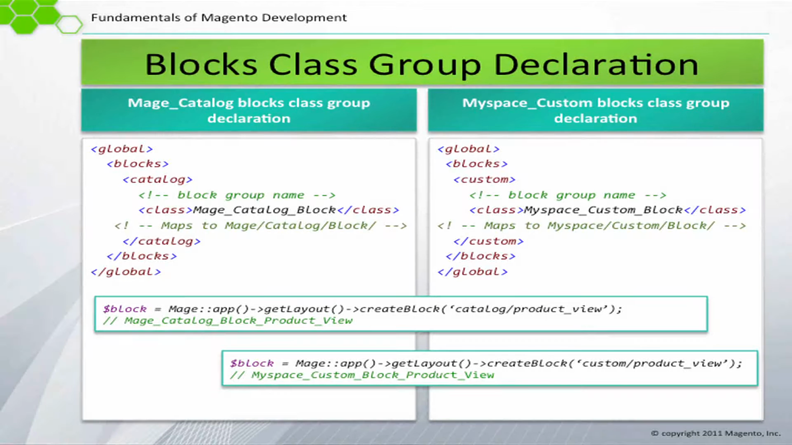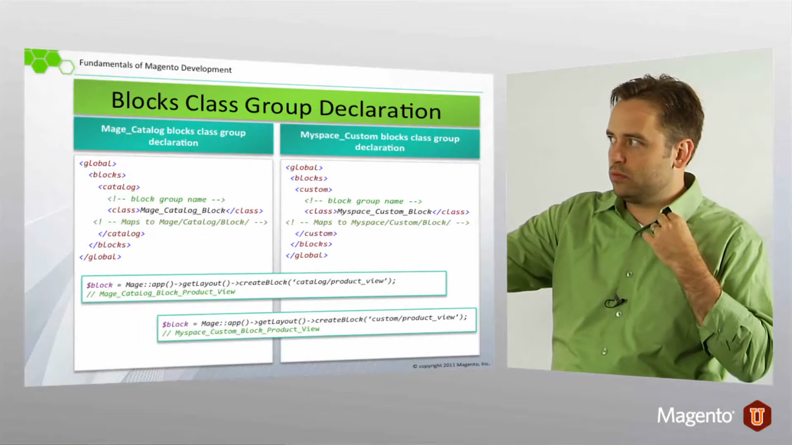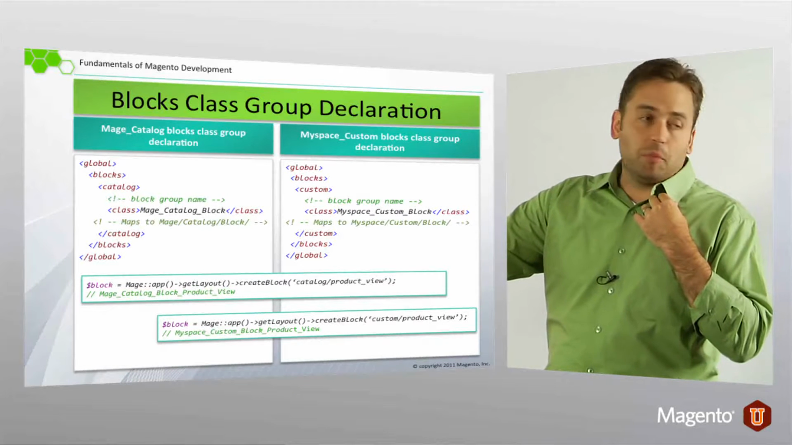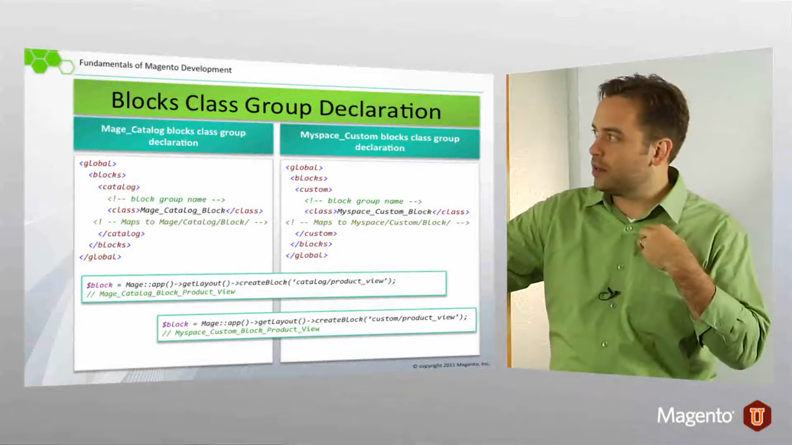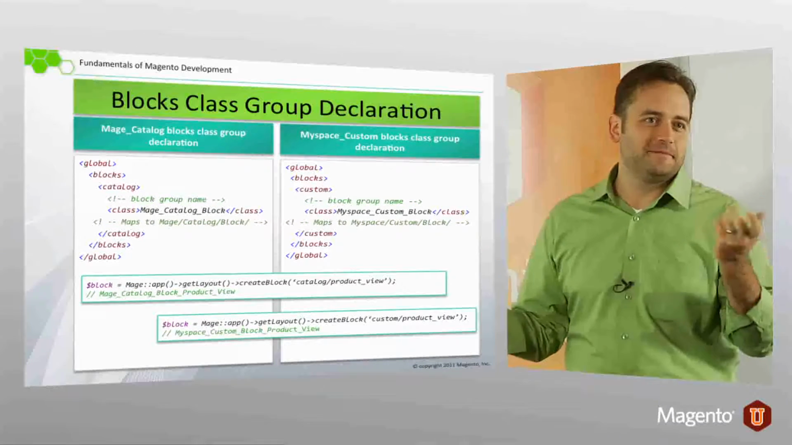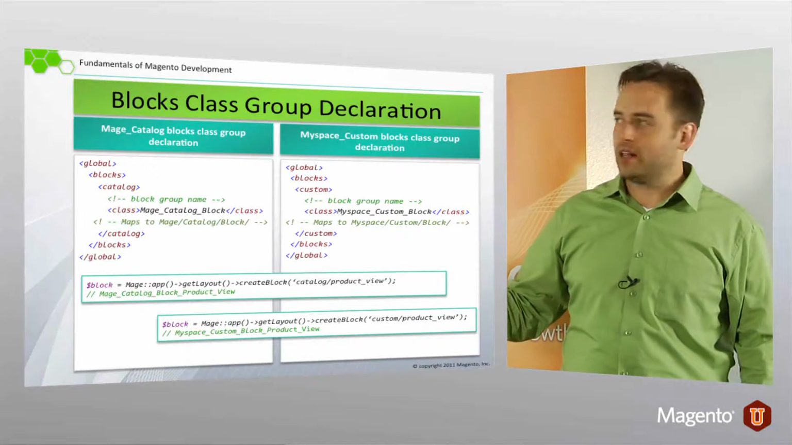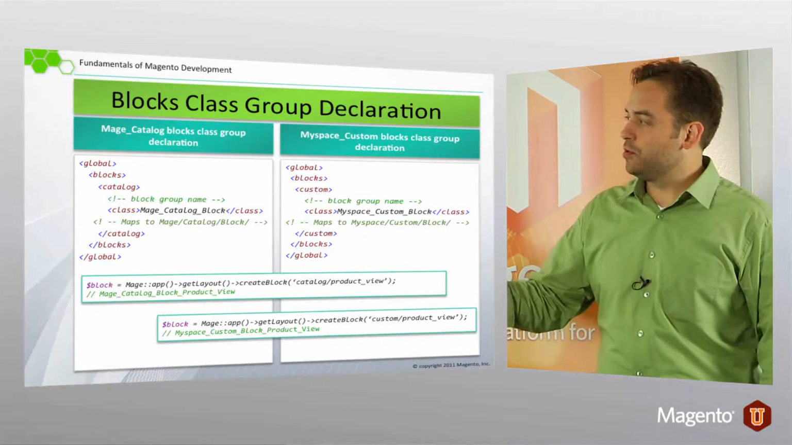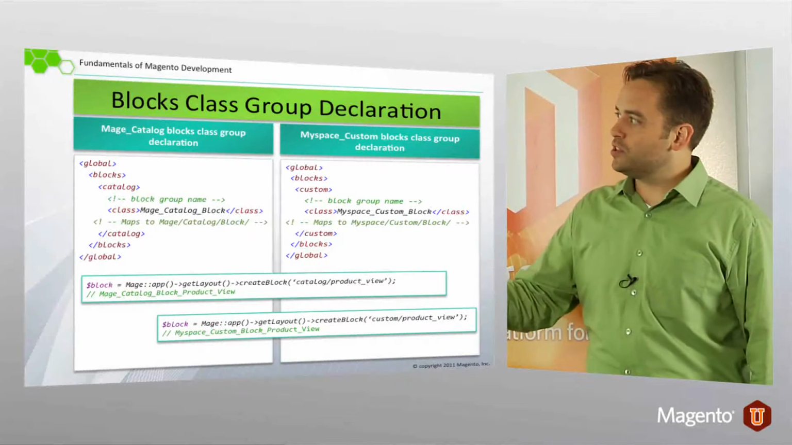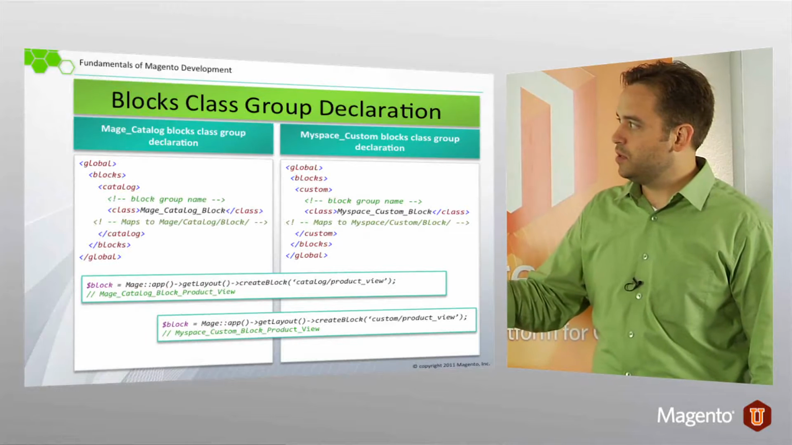So, first step, just like we were doing with our models, we have to tell the system about where to find our blocks. So just like we had with models, in config global, inside the global node, where we had models before, now we have blocks. And then we simply have our unique node here. In this case, catalog. In the case of our custom block, custom. And then, just like with models, we specify a class node, and then this is the file system path to our block classes. So, recently added in this node, you can see that MySpace custom block maps to MySpace/custom/block. So from now on, if I specify a block type of custom/anything, the system can map custom to this place in the file system.